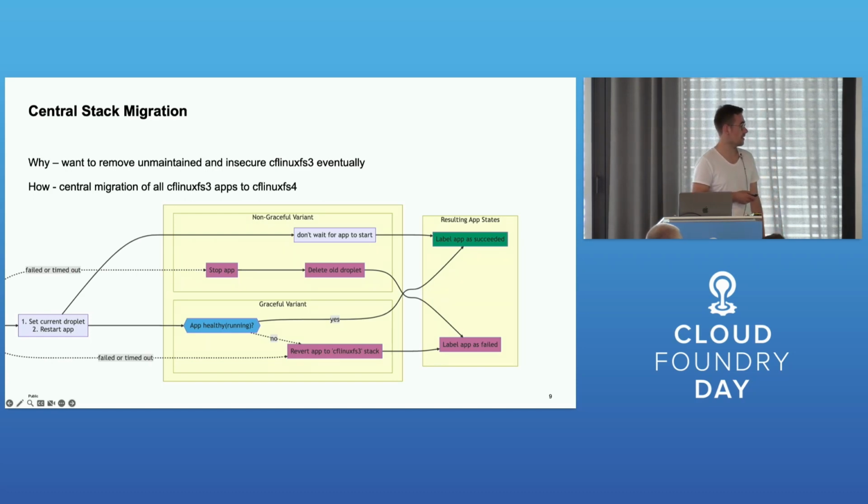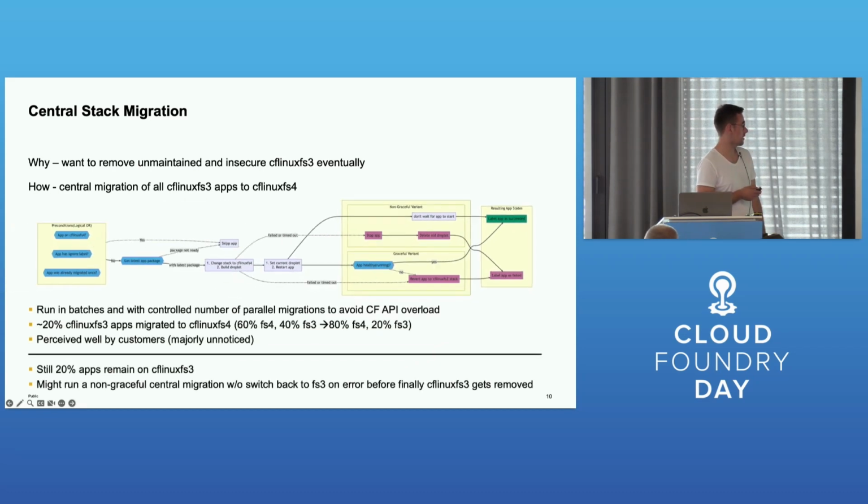And there is a second variant where we would not check the app's health state. We just change the droplet. And if it's in a crash loop, it is in a crash loop. Eventually, we maybe need to run this before the stack gets deleted, because inevitably then every app that is on the old stack is down anyway. So that's basically the quick, abstracted summary of what we did.